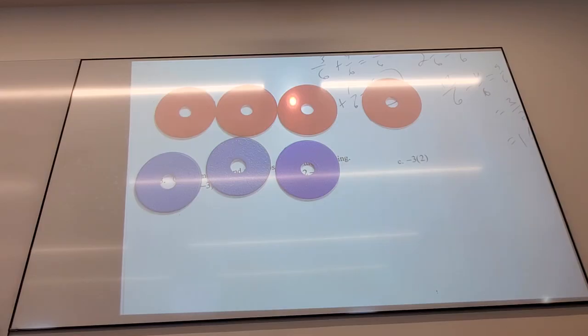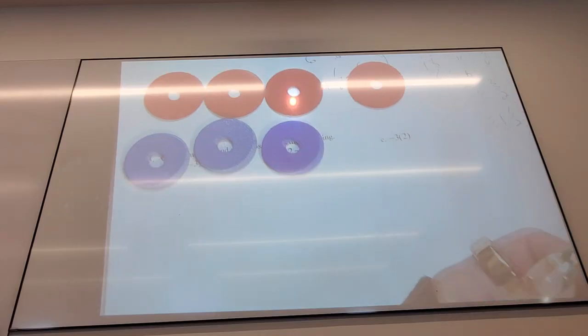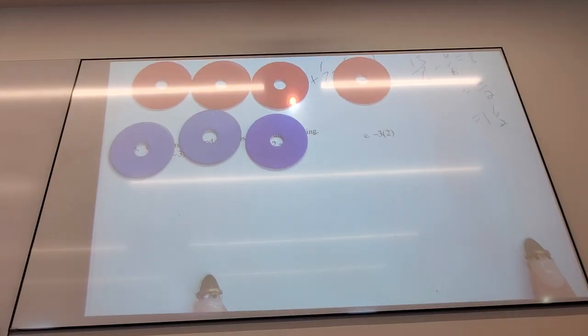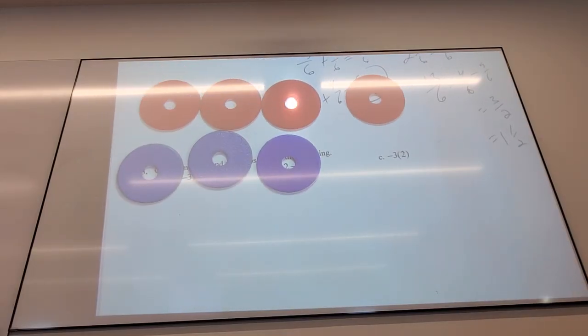Real quick, Jenna, go with me. If the problem had been 2 times negative 3, what would you have put down on the paper? 2 how many groups of what? 2 groups of negative 3. The first number is the groups, and the second number is the of what.